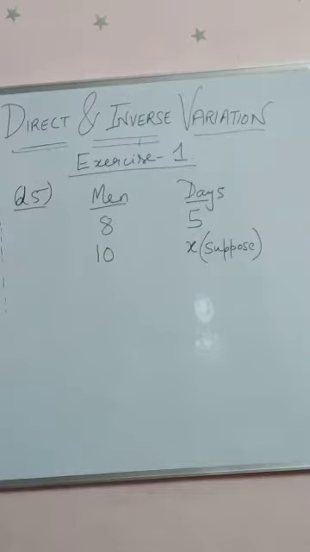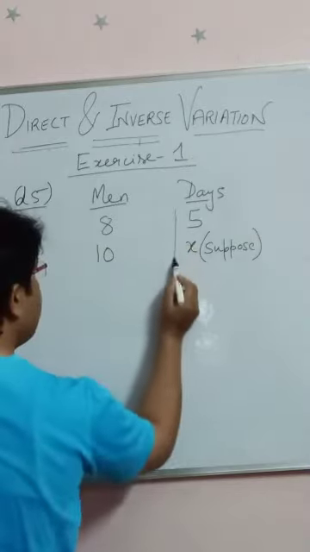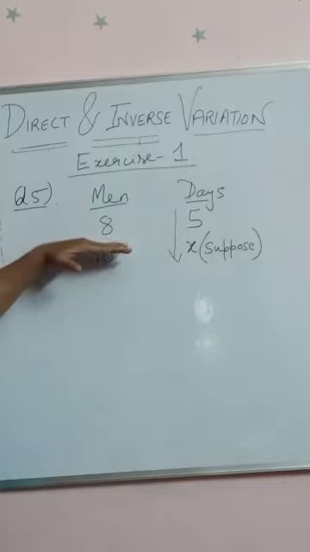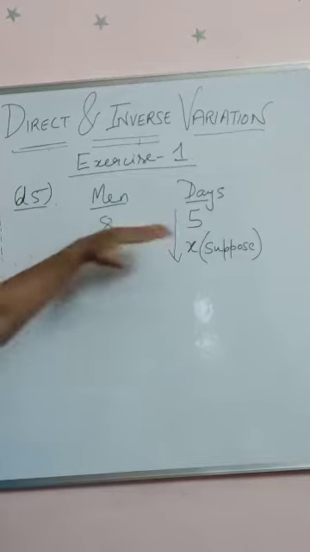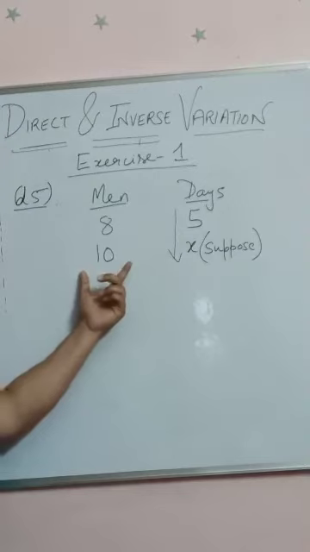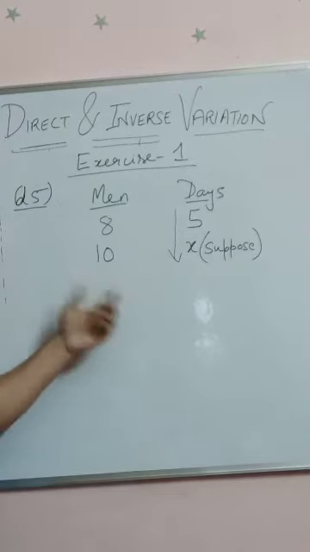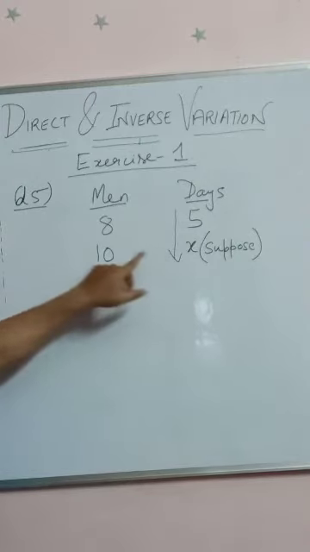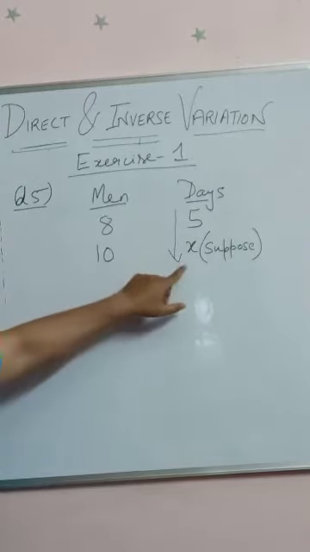So our first step remains the same. I'm going to put an arrow directed towards the unknown variable. Now I'm going to check the variation. Understand it, from known to unknown, I am going to check it. 8 people were there doing one job. They took 5 days, means 5 days were required to complete the job. Now I have increased the manpower, means the number of people working on the same job has been increased. Will they take less time or will they take more time? Obviously, they are going to take less time, because more people are there, the work can be completed in less time.